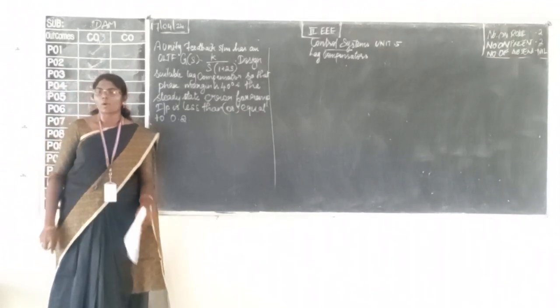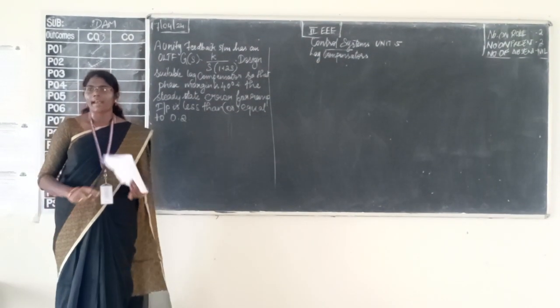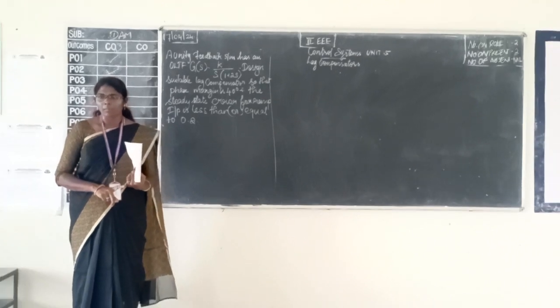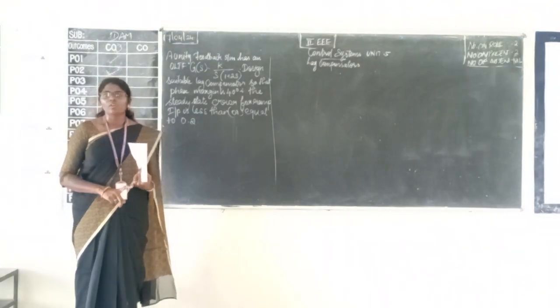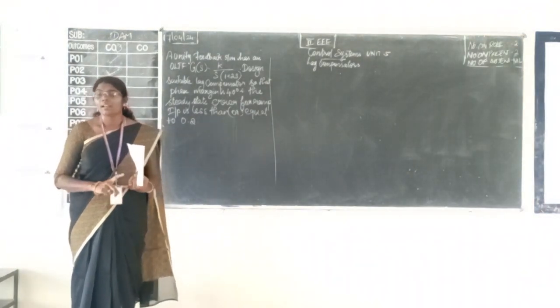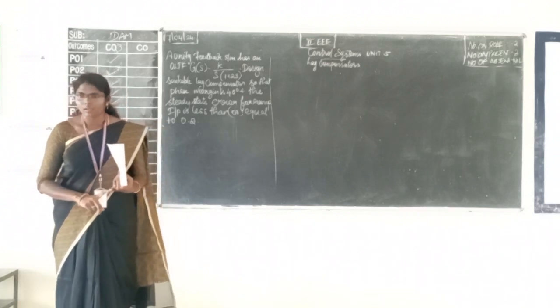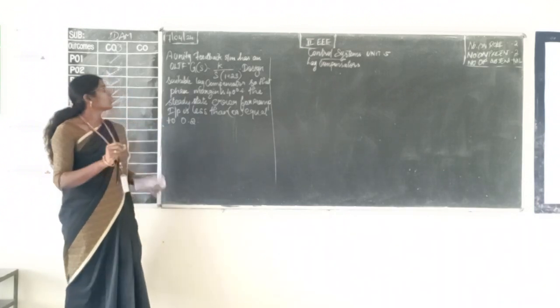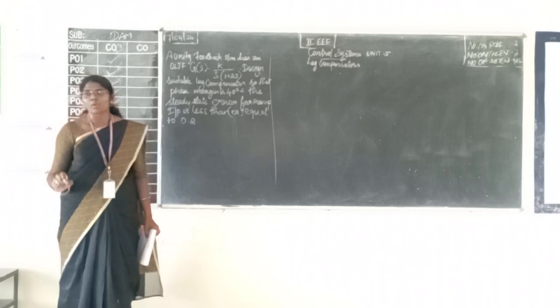Next is the lag compensator. We know the lag compensator with the Bode plot. What we are going to do is compensate using the lag compensator. The question will be like this: a unity feedback system has an open loop transfer function.